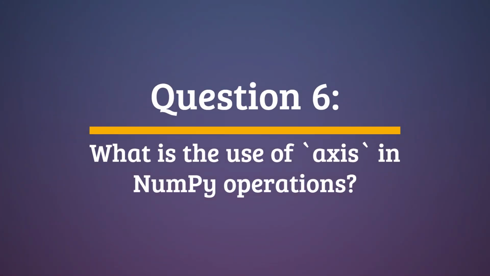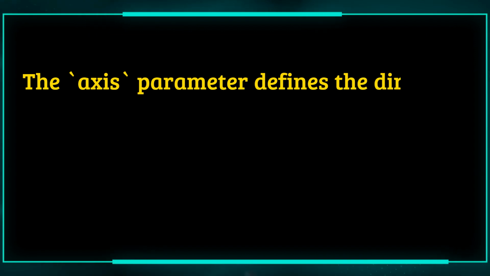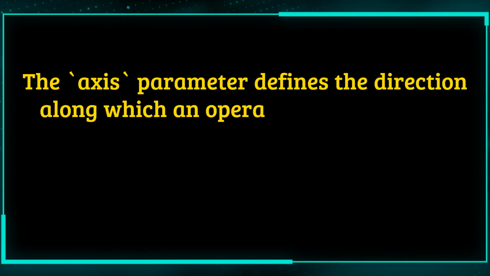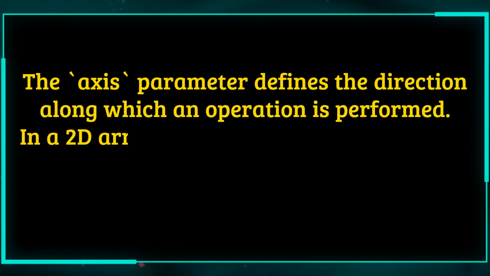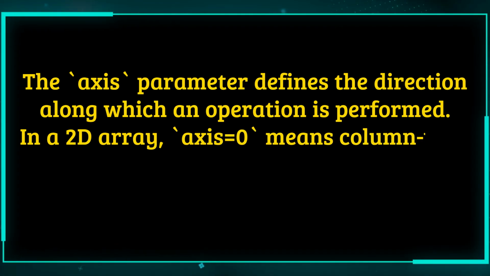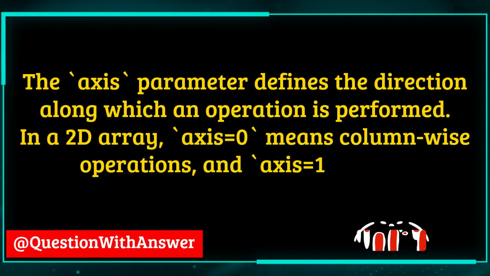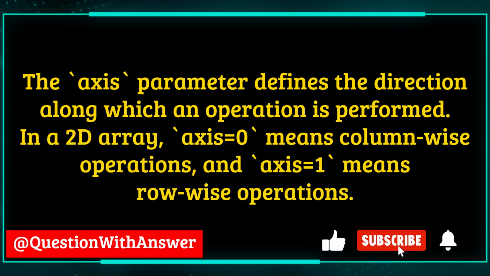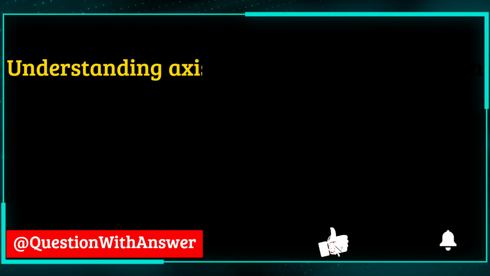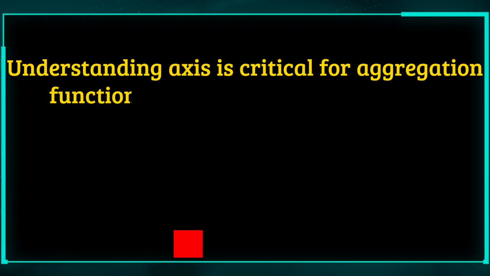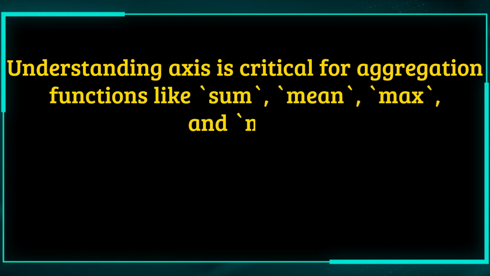Question 6. What is the use of axis in NumPy operations? Answer. The axis parameter defines the direction along which an operation is performed. In a 2D array, axis equals 0 means column-wise operations, and axis equals 1 means row-wise operations. Understanding axis is critical for aggregation functions like sum, mean, max, and min.